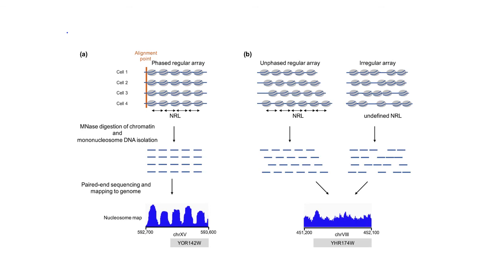Okay, the figure on the right shows a case where there's no specific location for the nucleosomes, so there might be some preferences in some places. But the sequence you get doesn't really have peaks and troughs. It's kind of a blur over the whole region. So that's what you would see if you didn't have a regular array of phased nucleosomes.